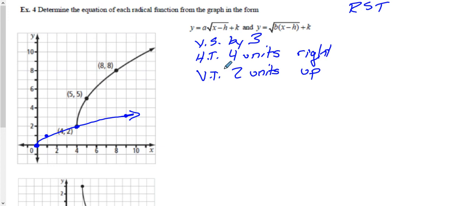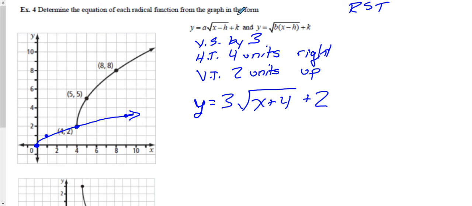And putting it all together, this is what I'm going to get for an equation. I have y equals 3 square root of x. If it's to the right, it's going to be plus 4. And I made that a bit too long. Then I want a plus 2 there at the end. And there we go, that's my equation.